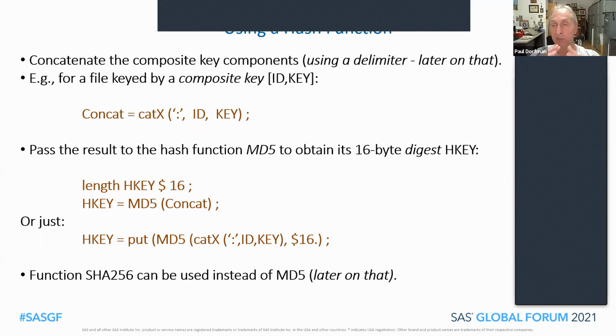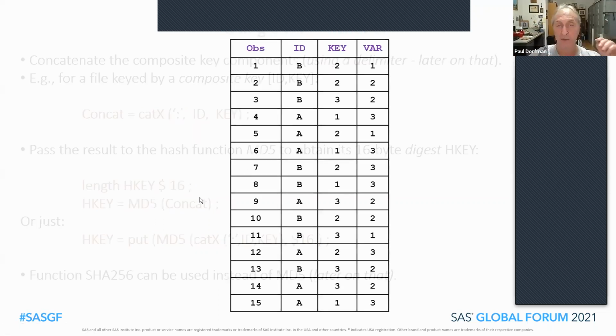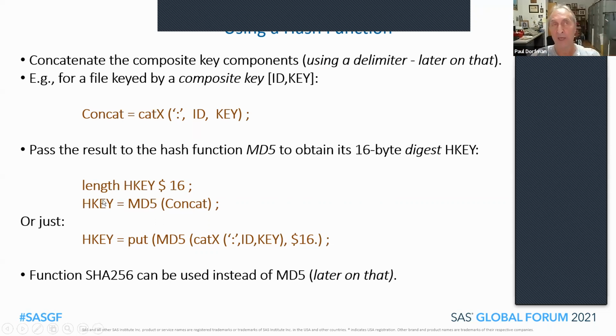What it produces, if you execute this statement right here, H key equals MD5 of concat: what you get in response is a string whose first 16 bytes are non-blank and the rest are blank. So the MD5 function grabs its argument concat and returns the H key, which is 16 bytes long. You can actually combine these two statements into one in this manner. Now, instead of MD5, I can use SHA-256 and a whole bunch of other functions, but we'll talk about it a little bit later in this talk.